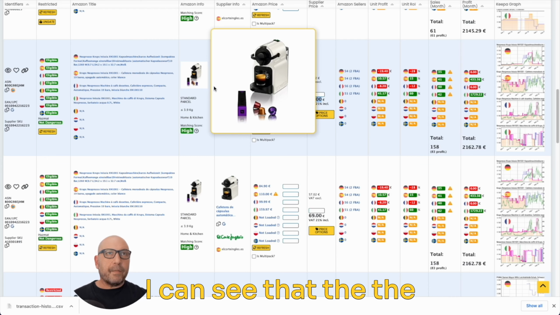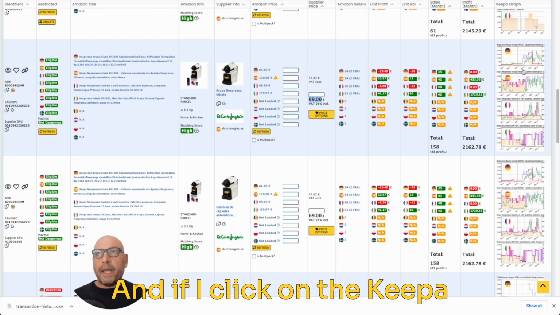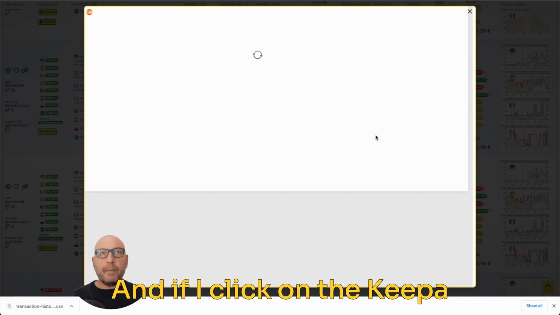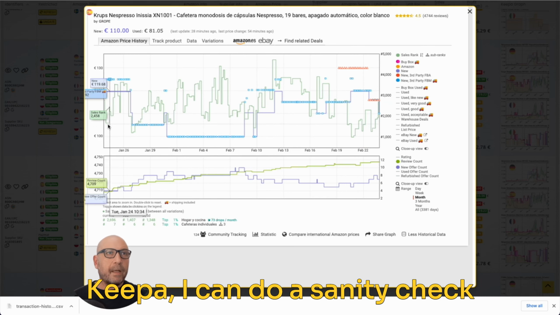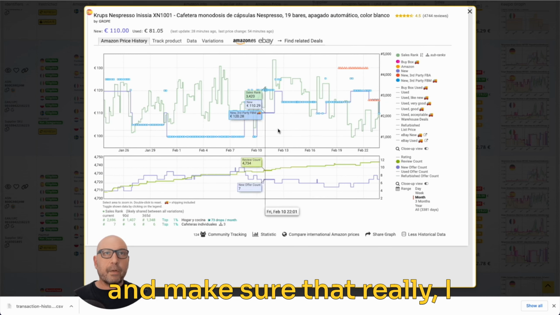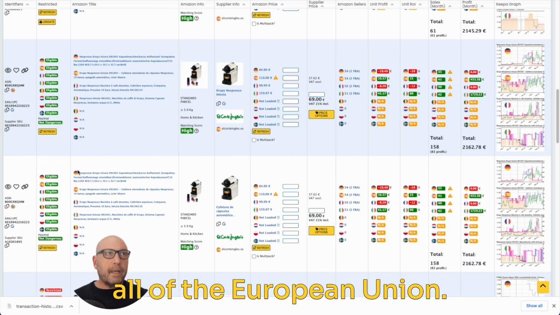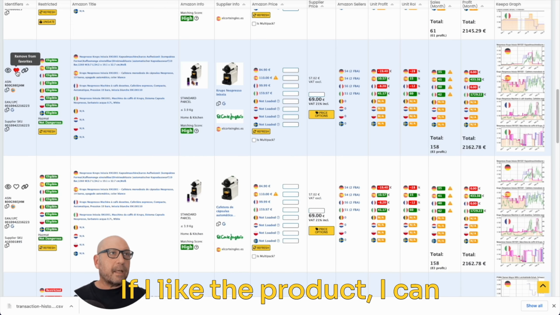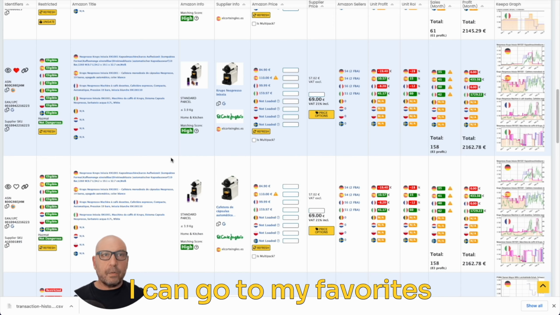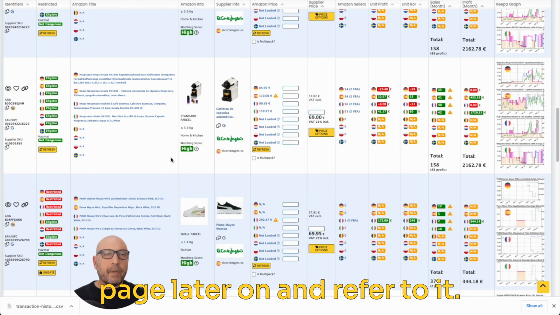I can see that the image is indeed the same. And if I click on the Keepa graph, if we are familiar with Keepa, I can do a sanity check and make sure that really I have sales and profits over all of the European Union. And that's it. If I like the product, I can mark it to the favorites. I can go to my favorites page later on and refer to it.